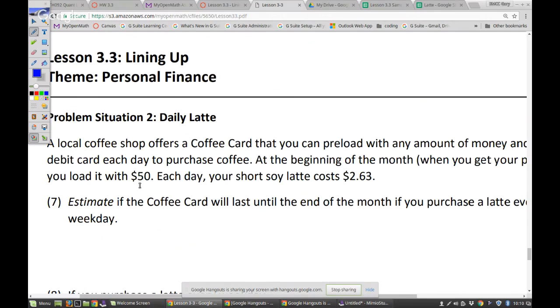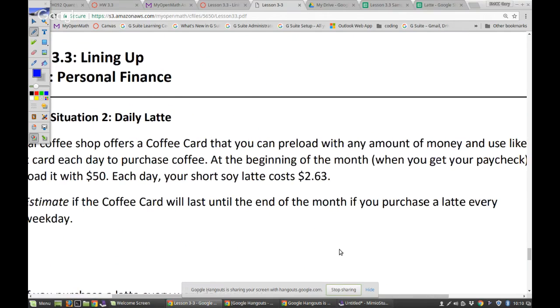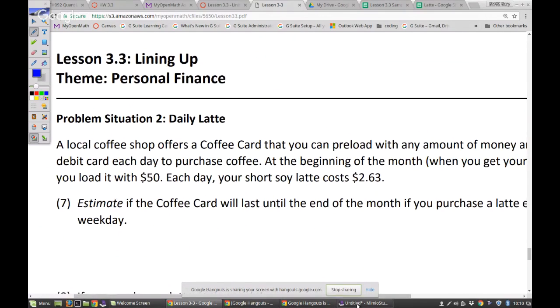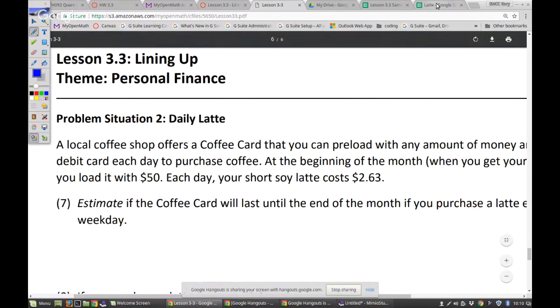So we get a $50 card, we got a latte that's $2.63, and we're buying one every day. Every weekday. Oh, that's kind of a catch. So paying attention to the details.